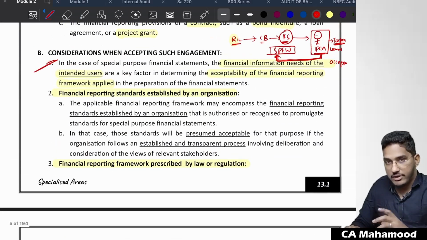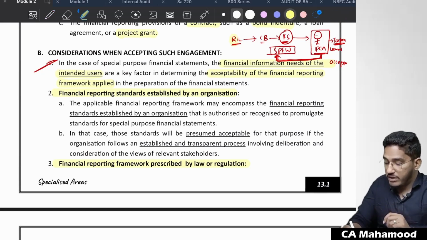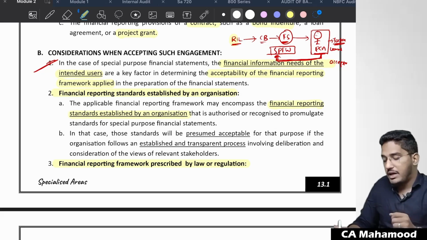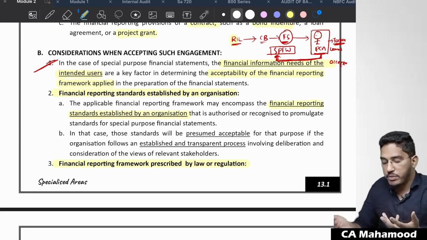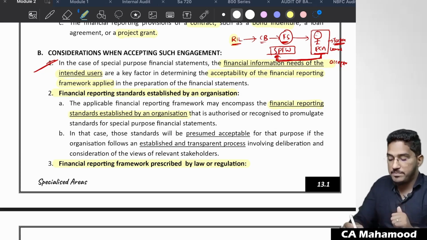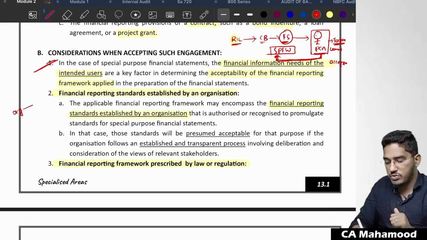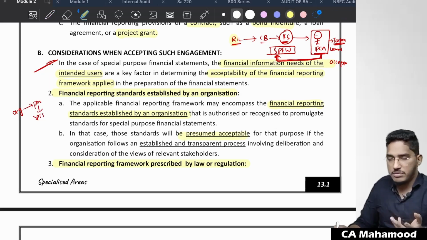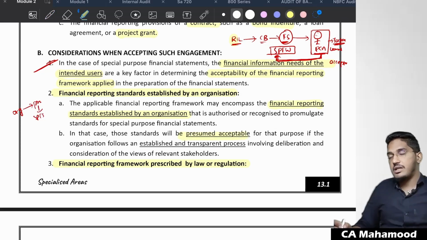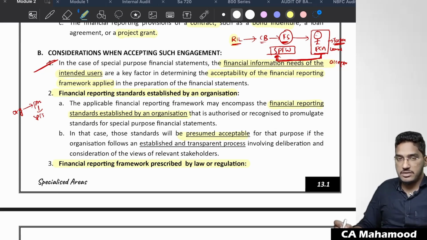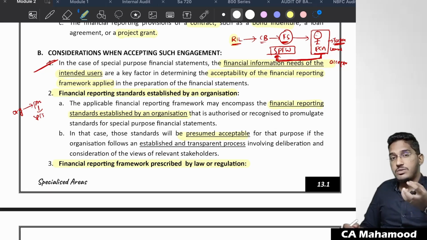So let us try to understand what they're trying to say. The applicable financial reporting framework may encompass the financial reporting standards established by an organization that is authorized or recognized to promote standards for special purpose financial statements. Sometimes some organizations will promote the standards relating to special purpose financial statements. In that case, those standards will be presumed acceptable. If the client has approached you asking you to conduct the audit of special purpose framework financial statements, and those special rules and regulations are given by some organization, are they acceptable or not?